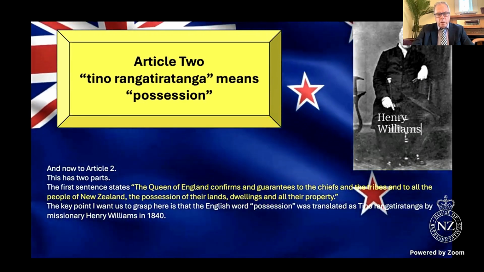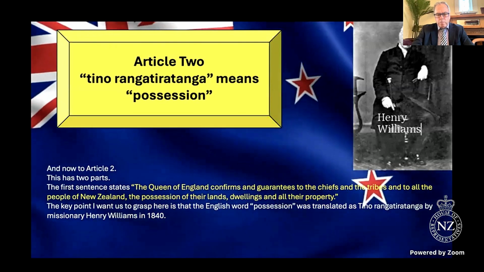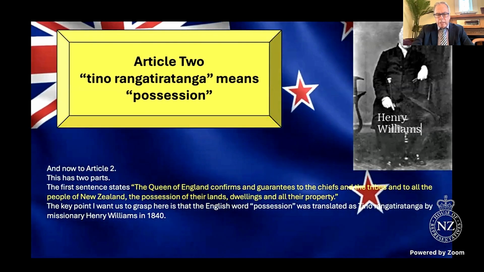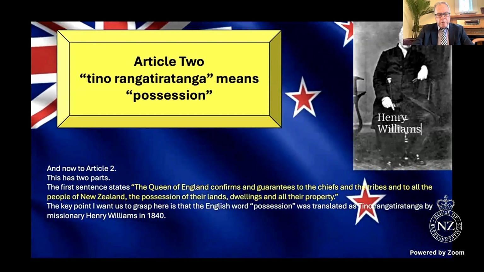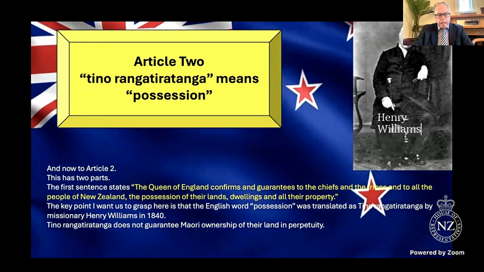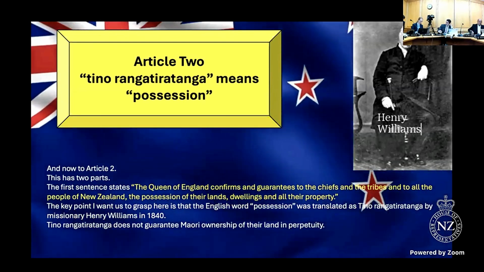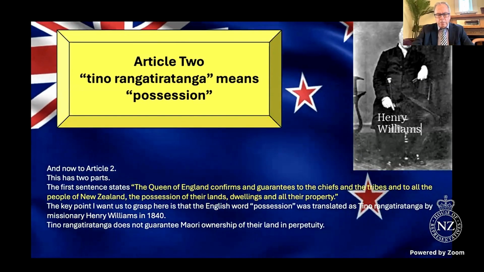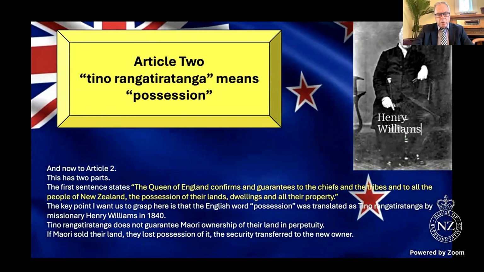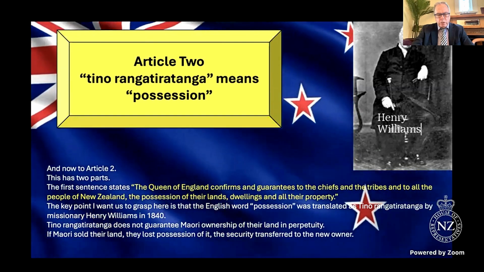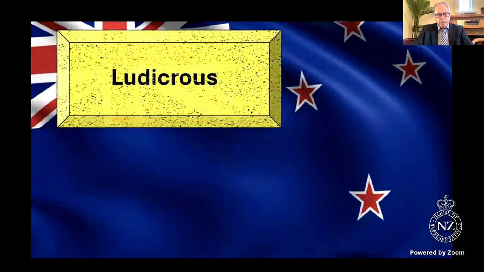The key point I want to grasp here is that the English word possession was translated as Tino Rangatiratanga by missionary Henry Williams in 1840. Tino Rangatiratanga does not guarantee Maori ownership of their land in perpetuity. If Maori sold their land, they lost possession of it, the security transferred to the new owner.